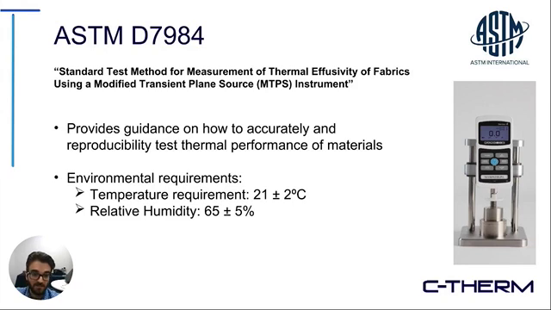As we've discussed, ASTM D7984 is the standard method used to establish thermal effusivity of fabric materials. The standard gives you guidance on how to set up the test, the sample requirements, and all the details, but I wanted to highlight the environmental requirements. The standard states your temperature for your test environment needs to be 21 plus or minus 2 degrees Celsius, and a relative humidity of 65 plus or minus 5%. Whether you're testing in a thermally controlled environment or a rudimentary setup, make sure you're monitoring both the temperature and humidity, and reporting that along with your results, so you can compare and better understand the measurements you're getting.